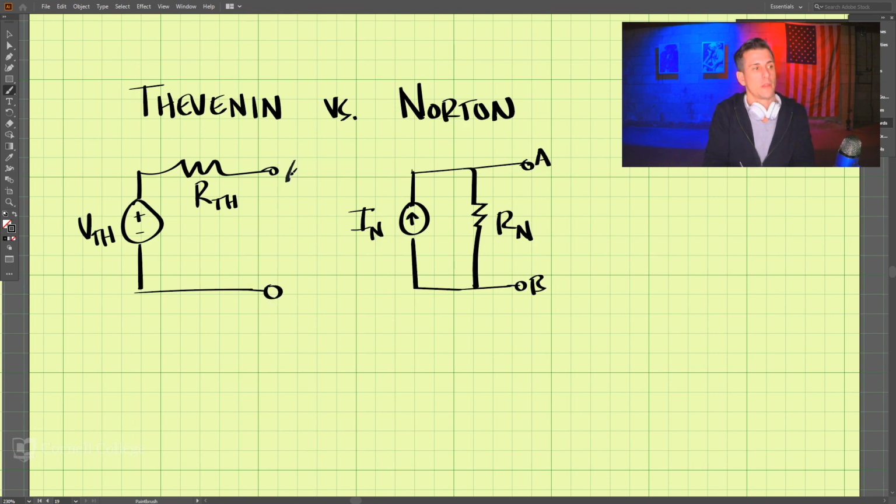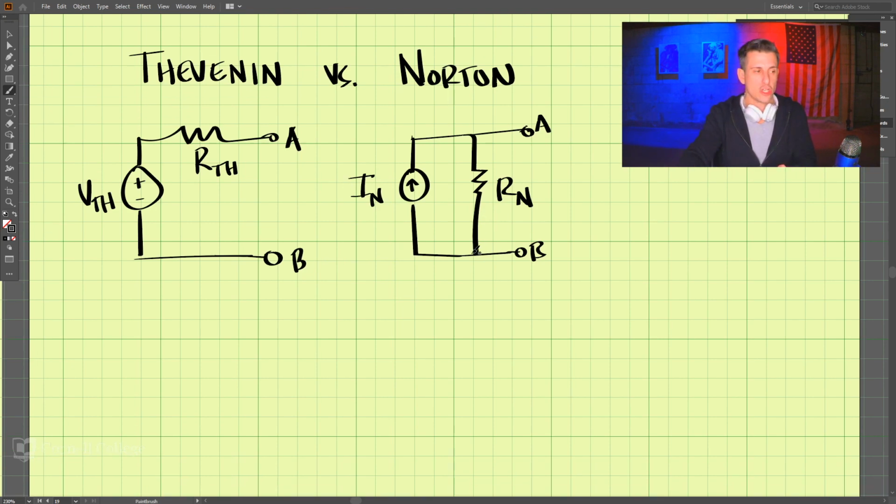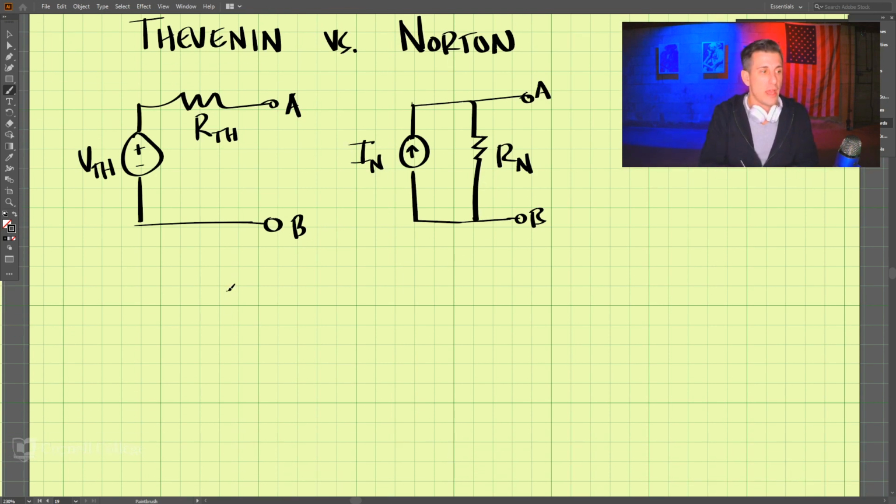Here and here, A and B. Okay, so there is a relationship between these two. R Thevenin equals R Norton. These are equal to each other. Okay?